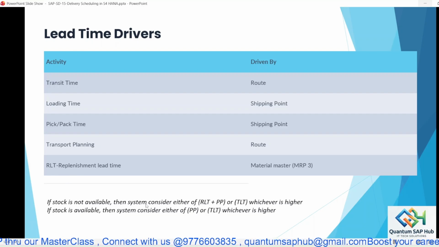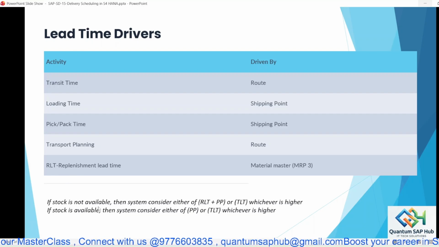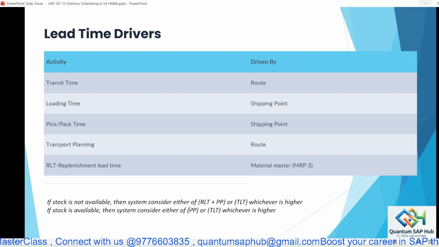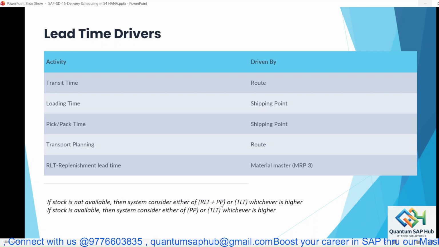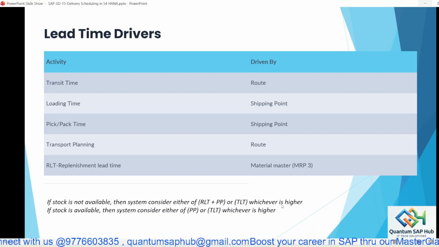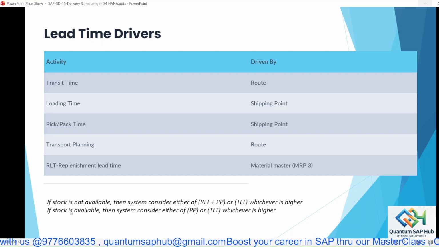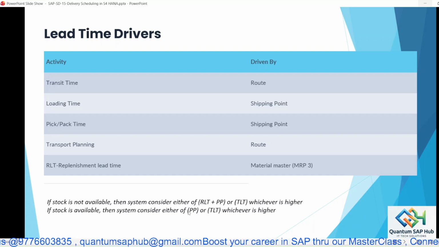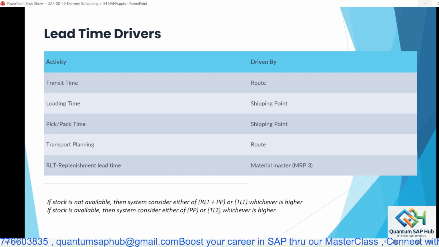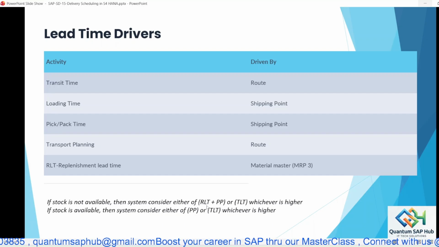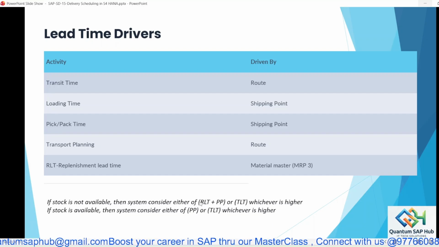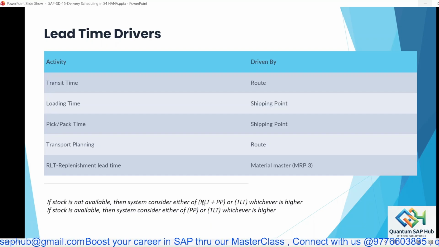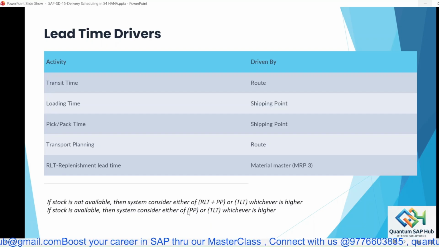So how does it calculate? If the stock is not available, then the system considers replenishment lead time plus pick pack time or transportation lead time, whichever is higher. But if the stock is available, then the system considers either pick pack time or transportation lead time, whichever is higher. So here you can see that RLT is replenishment lead time, and PP is pick pack time.